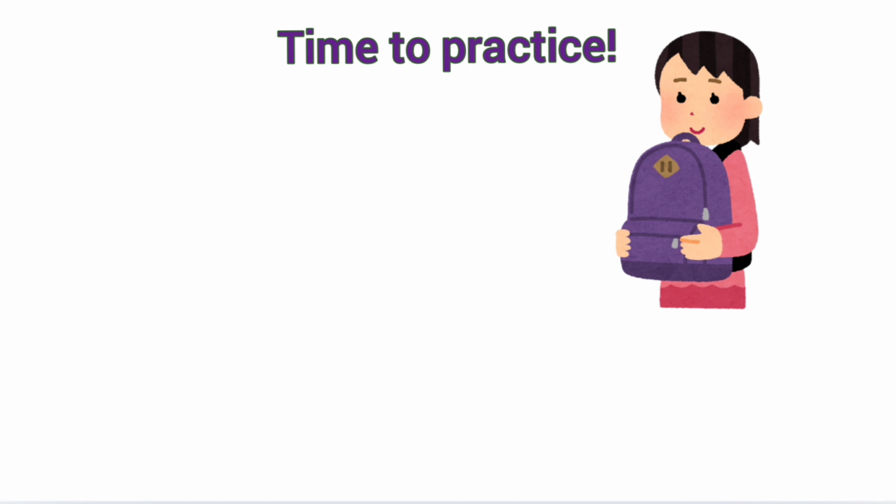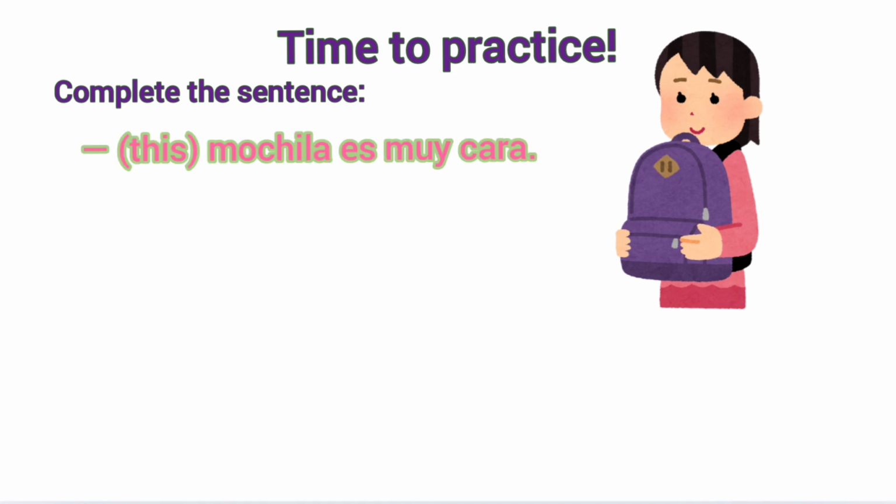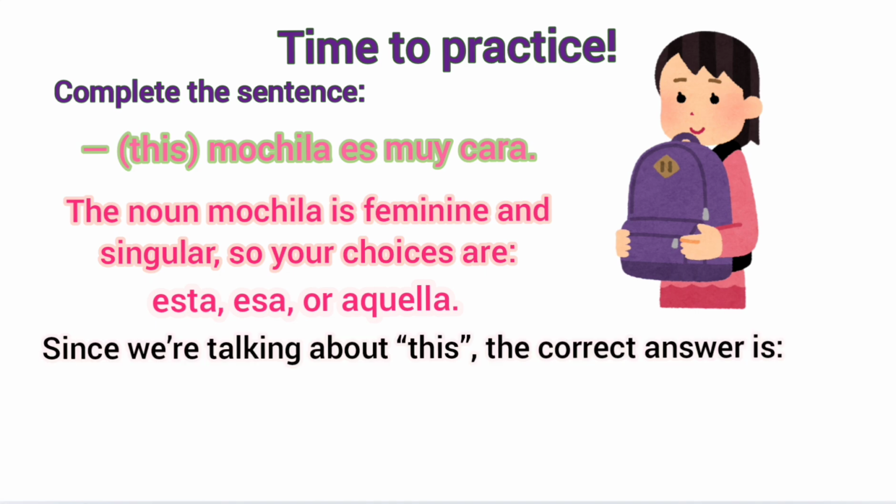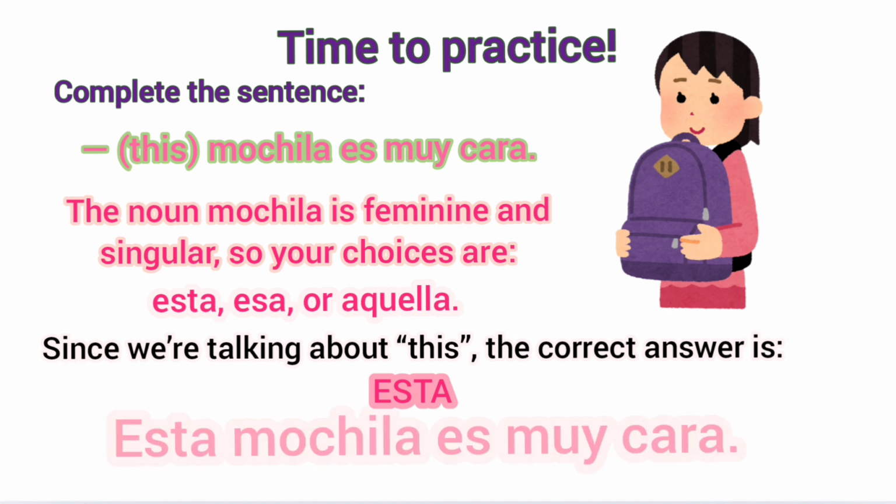Okay, now it's time to practice. Complete the sentence. You have: blank mochila es muy cara. Let's break it down. The noun mochila is feminine and singular, so your choices are esta, esa, or aquella. Since we're talking about this, the correct answer is esta. So the sentence is, esta mochila es muy cara.